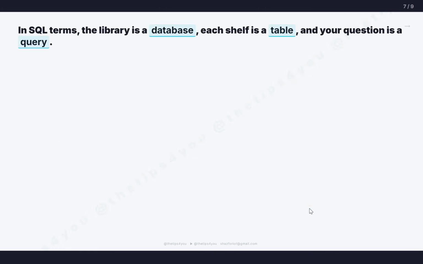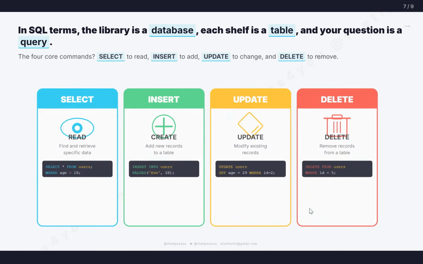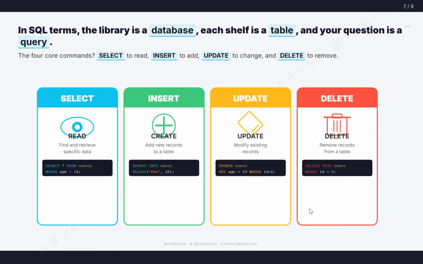In SQL terms, the library is the database, each shelf is like a table, and your question is a query. The 4 core commands are SELECT to read, INSERT to add, UPDATE to change, and DELETE to remove. Together they cover everything you need to manage data, what developers call CRUD operations.